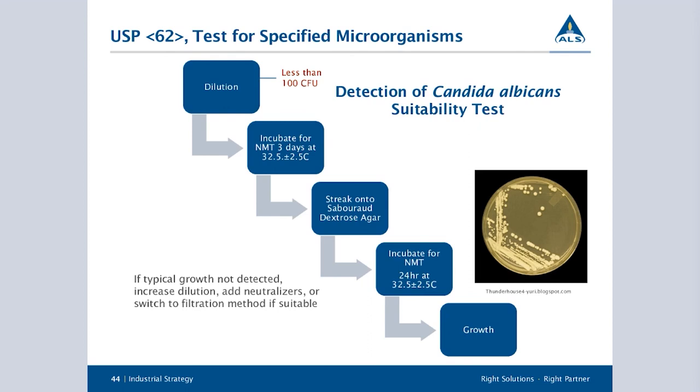For the suitability test, it is also incubated at less than 100 CFU, but these are incubated at a higher temperature, different than the enumeration test for the yeast and mold. In this case, you're incubating for a longer time, at 3 days, but at 30 to 35 degrees rather than 20 to 25. And you're looking for a growth of white colonies.